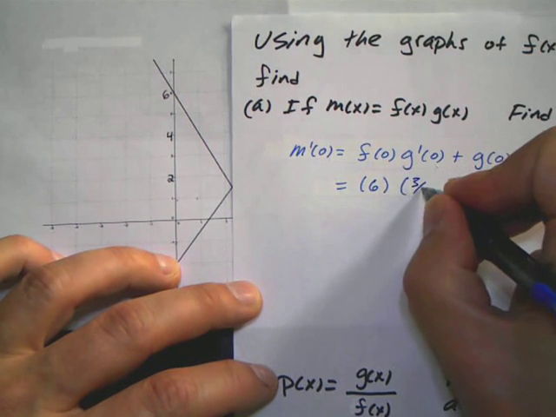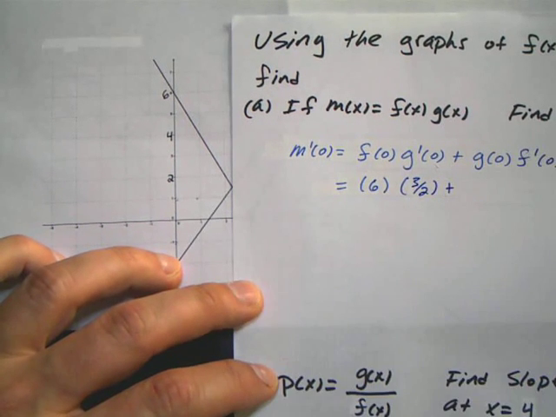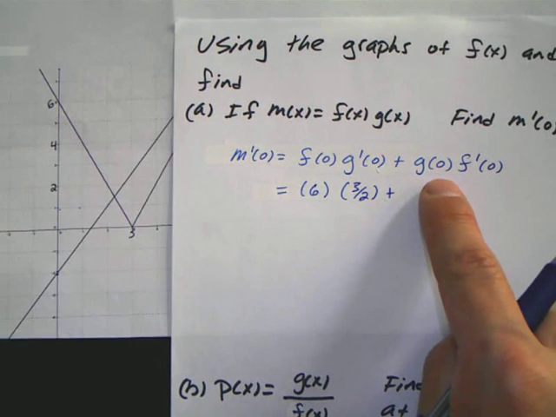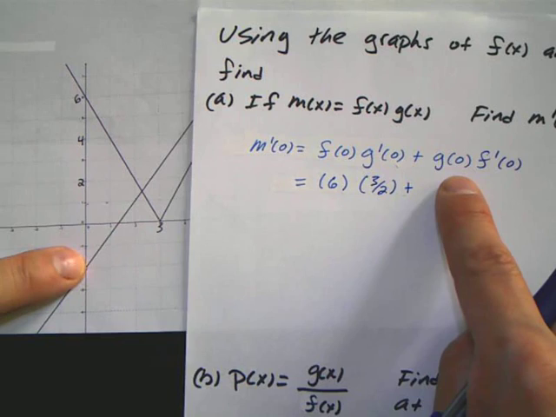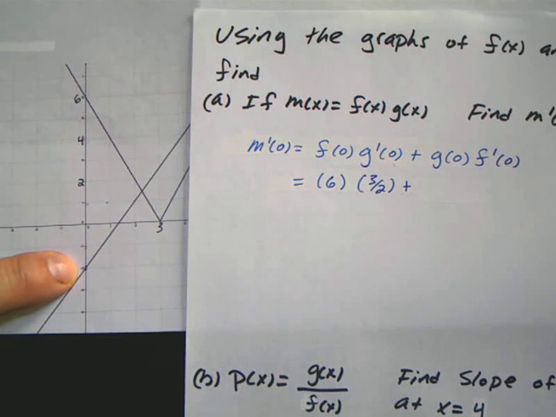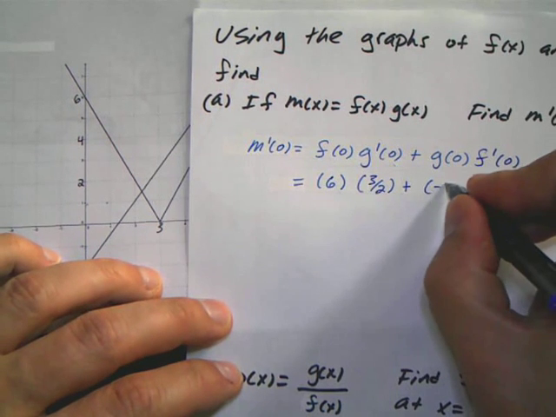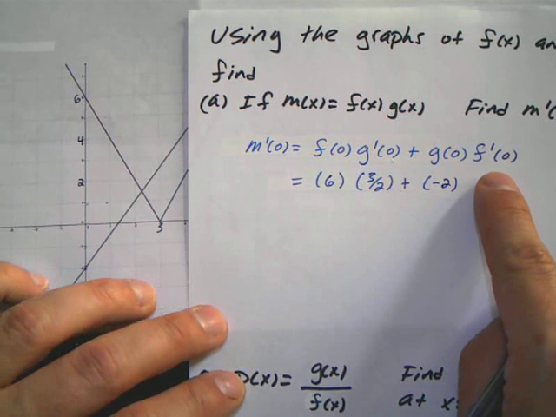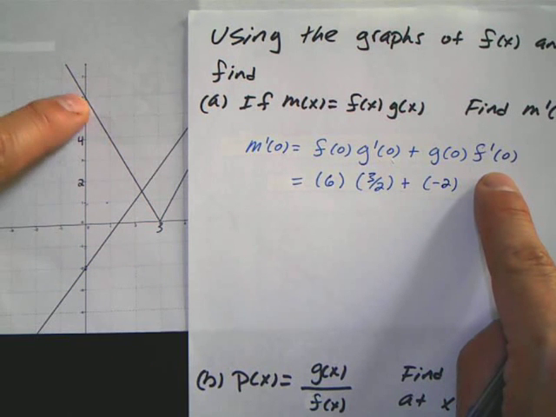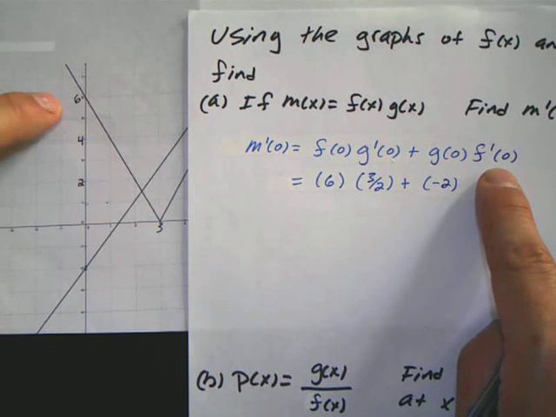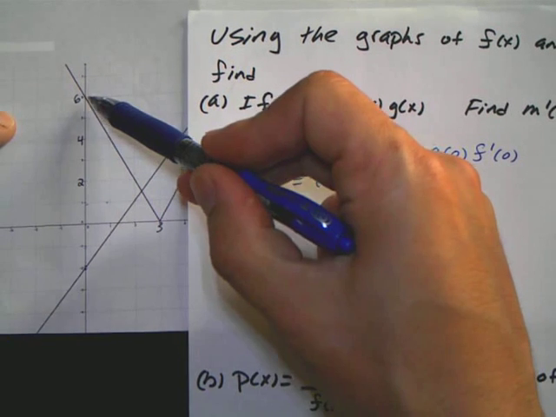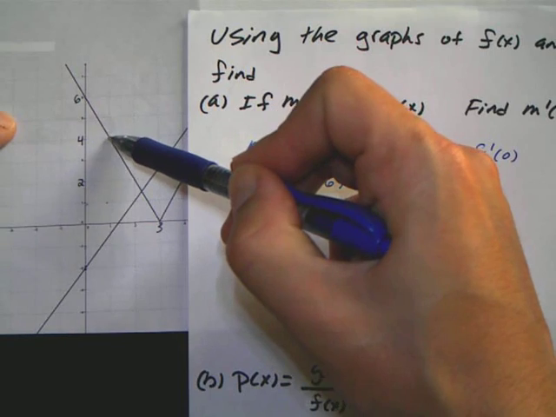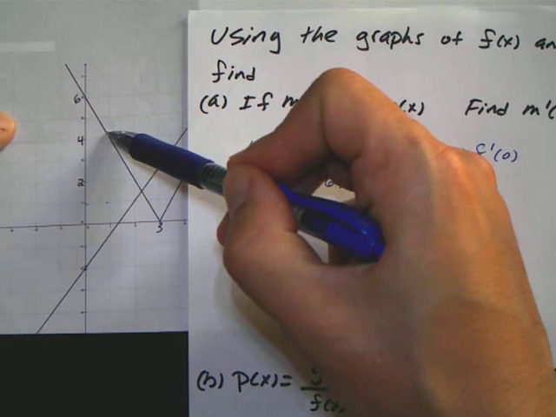Now g of 0 is the function's value at 0, which is -2. And then lastly, the derivative, the slope of f, which is the slope of the piece of the absolute value one at 0. Well, the slope of this one looks like from here to here, it's going down 2 over 1, so it's going to be -2 over 1, or just -2.